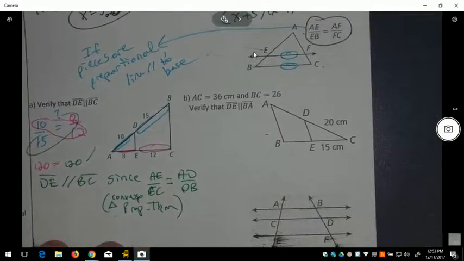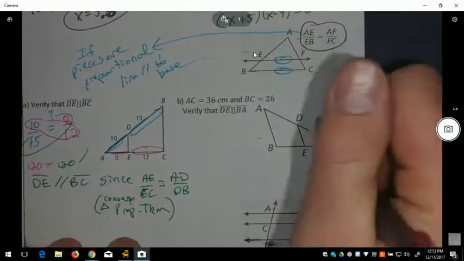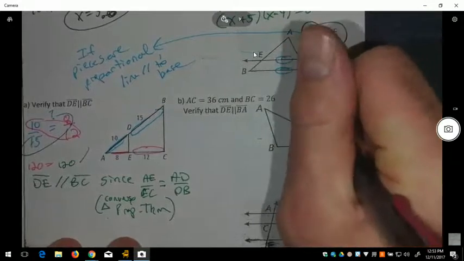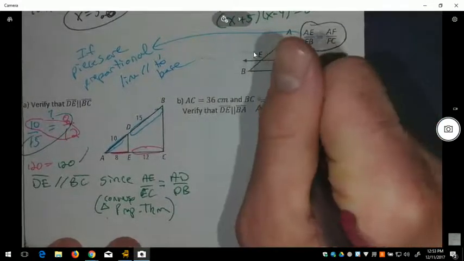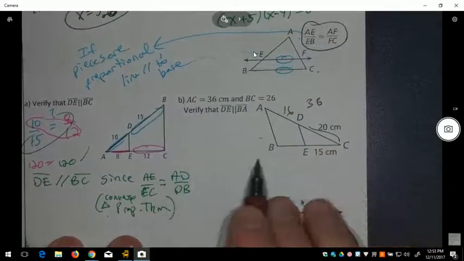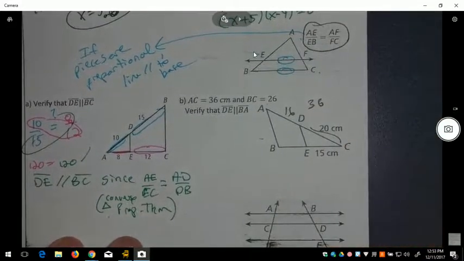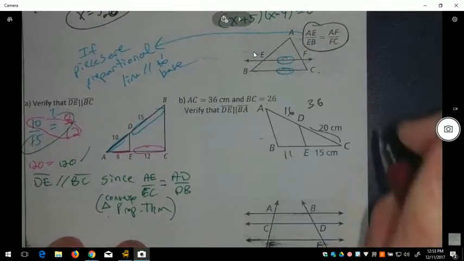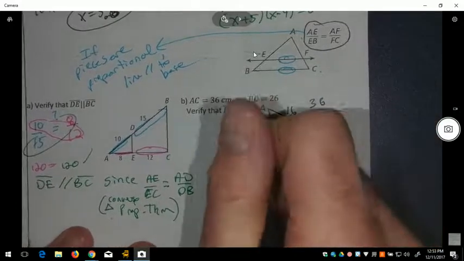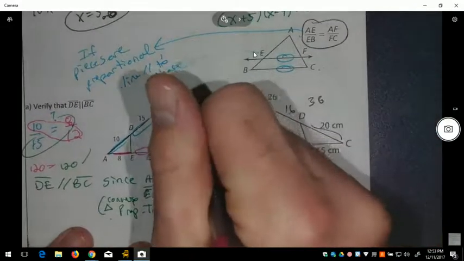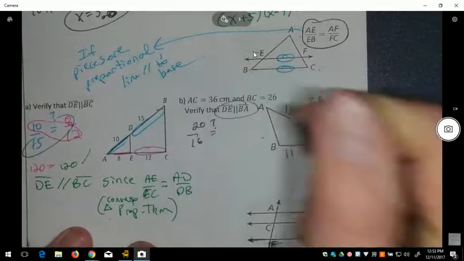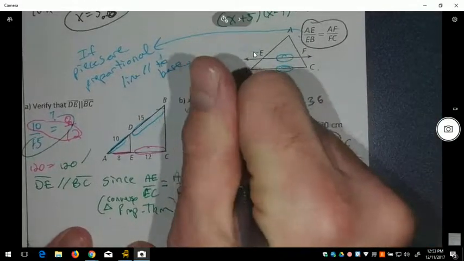Letter B. They tell us AC, the whole thing, is 36. Well, if the whole thing is 36 and this piece is 20, then this piece is 16. BC, the whole thing, is 26. 26 minus 15 is 11. So I'm going to check real quick to see if these are parallel. 20 over 16, is that equivalent to 15 over 11?